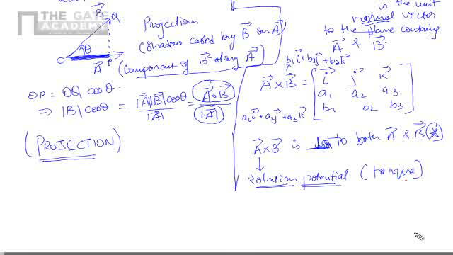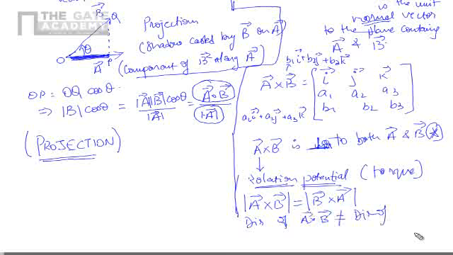Now, one more important thing you have to remember: since A cross B is a vector, the magnitude of A cross B will be the same as the magnitude of B cross A. But the direction of A cross B is not equal to the direction of B cross A. Both are in opposite directions. Therefore, in general, I can say A cross B is not equal to B cross A. So, these are the basics which are very important for proceeding ahead in vector calculus. Clear? Fine.